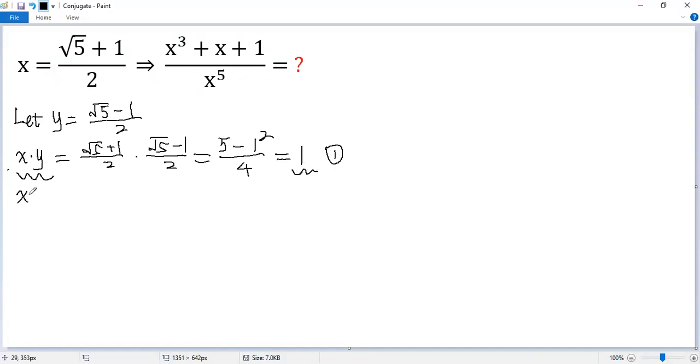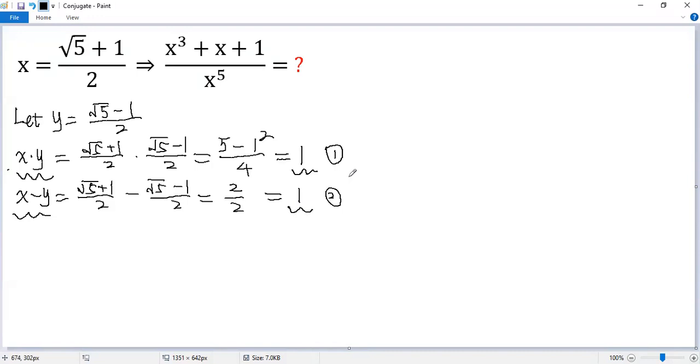Let's look at x minus y. So it equals (square root of 5 plus 1) over 2 minus (square root of 5 minus 1) over 2. Square root of 5 minus square root of 5 cancel out. 1 minus negative 1 equals 2 over 2. Again, we get 1. We denote it as condition 2.